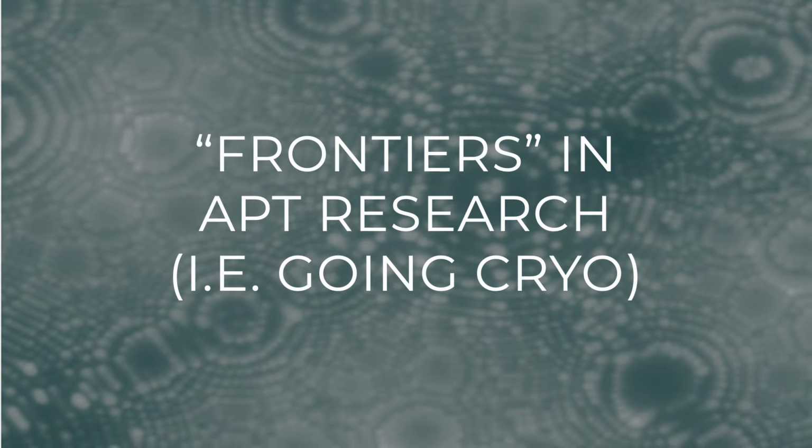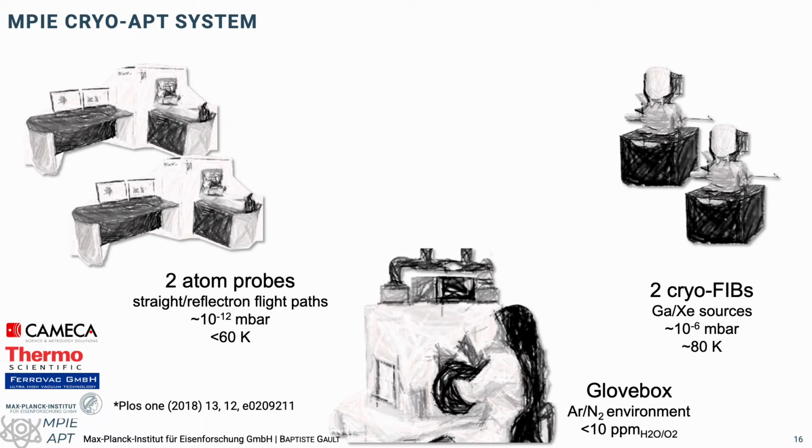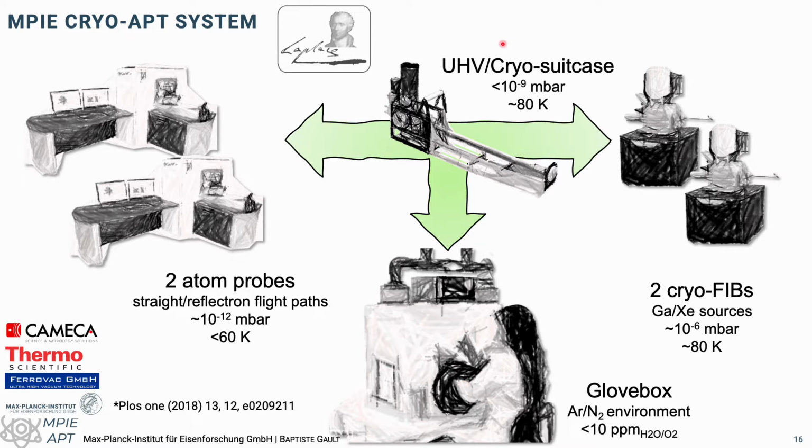So we wanted to deploy the latest frontiers in atom probe research, meaning going full cryo. At MPIE, for the past 6-7 years now, we've been developing this infrastructure where we have a glove box that can be operated either in argon or nitrogen. Typically, we operate it under nitrogen conditions with extremely low moisture inside of the glove box. Then we can transfer through a UHV cryo suitcase into a FIB, and then from the FIB into the atom probe.